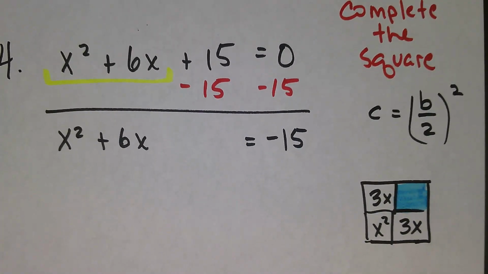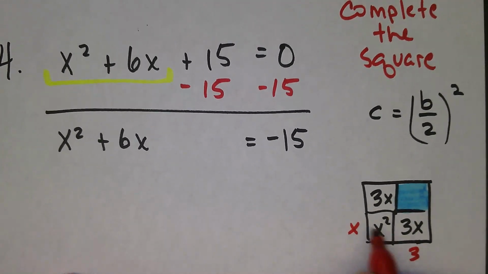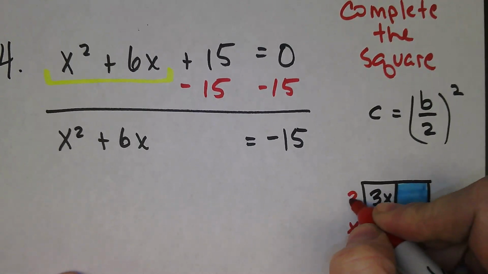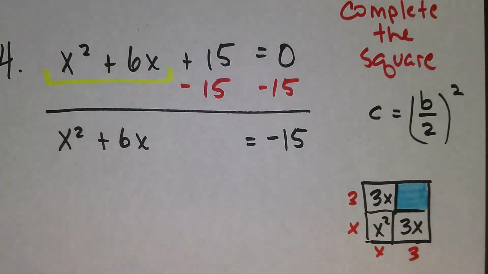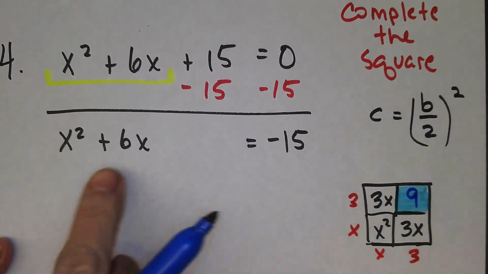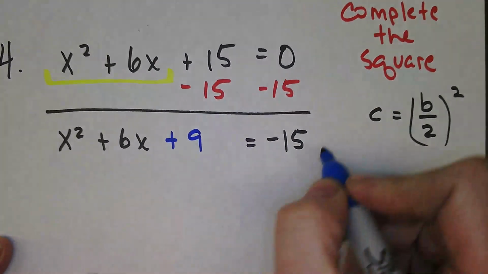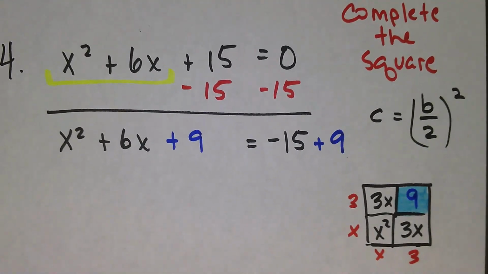Well, let's think about this in terms of an area model. In terms of an area model, this would be x times x, and then a 3 here, right? X times 3 is 3x. 3 here. So the number that I need to complete the square is 3 times 3, which is 9, right? It's always half of this number, 3, times itself, squared. It's 9. So I add 9 to both sides.